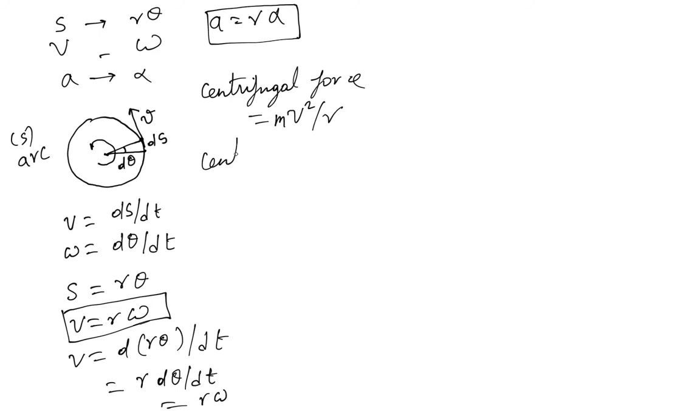And centripetal acceleration, centrifugal acceleration, we already have talked about the difference between centripetal acceleration and centrifugal acceleration. Here we are talking about centrifugal acceleration, which is nothing but v square over r, just as Newton's law is F equals ma. So this is F, and this is a, and this is m.